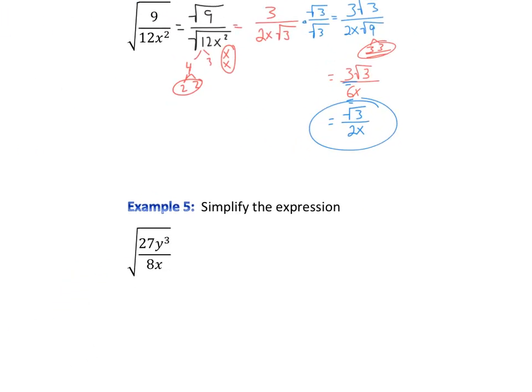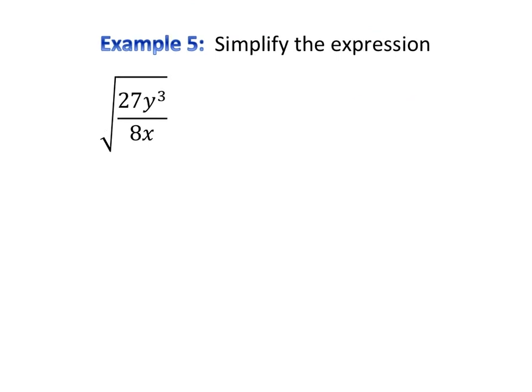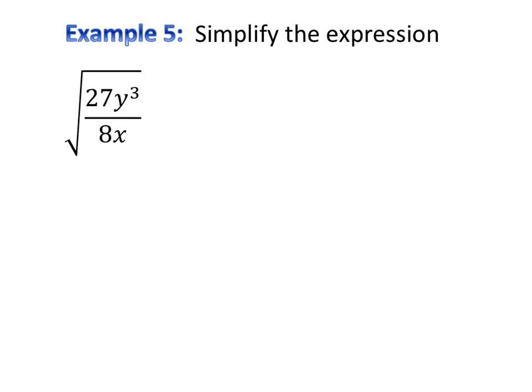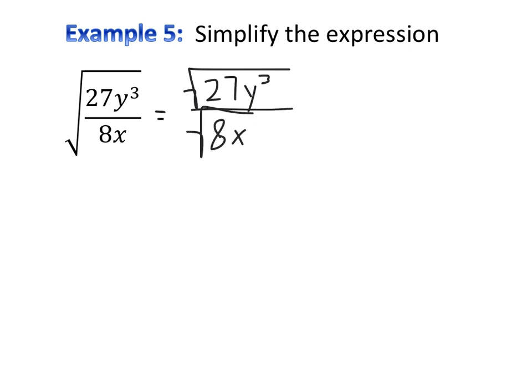And then we have one more problem here. Simplify the expression. So again, there's a radical around the whole thing, so I have to break that down first. 27y to the third over 8x, the square root of 8x. If I break that down, 27's factors are 3 and 9, 3 and 3. And then 8's factors, I'll do it in a different color here, 2 and 4 and 2 and 2.